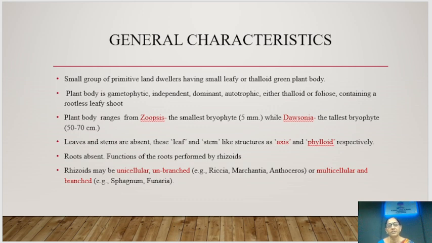As the plant body is thalloid, it is not differentiated into root and leaf, but they have small leaf-like structures and stem-like structures, where the stem-like structure is known as the axis, and the leaf-like structures are known as phylloids. Roots are absent, and the rooting and absorption function is performed by rhizoids. These rhizoids may be unicellular and unbranched, as in Riccia, Marchantia and Anthoceros, or multicellular and branched, as in Sphagnum and Funaria.